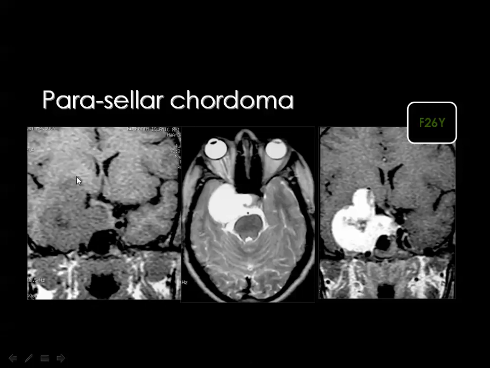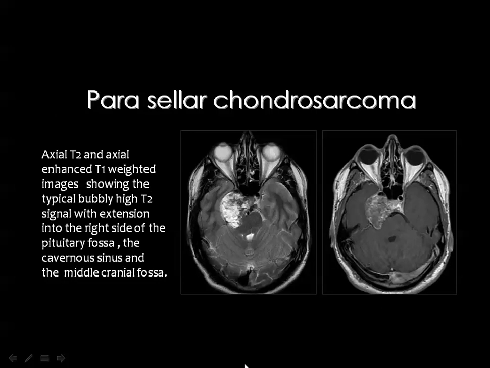You see a solid mass in the parasellar area on the right side. In the T2 weighted image, you see a very bright signal similar to fluid. And after contrast injection, you see heterogeneous post-contrast enhancement. From the T2 weighted image, you may feel that this is a simple CSF containing cyst, but no, it is solid in the T1 and shows enhancement after injection of contrast.